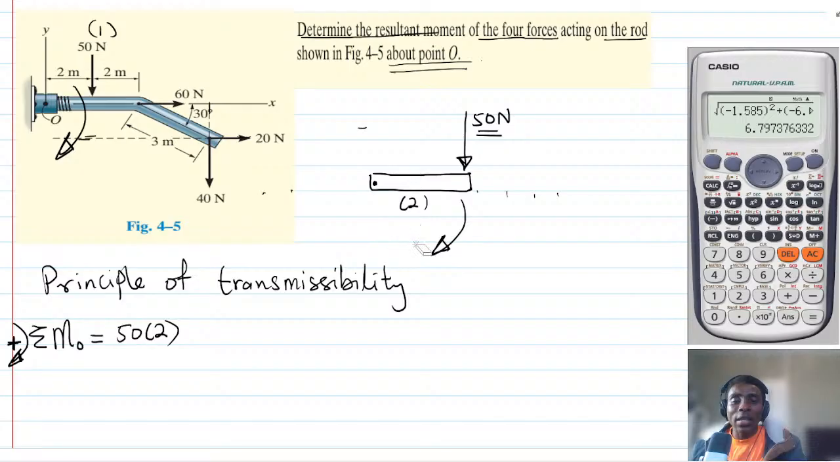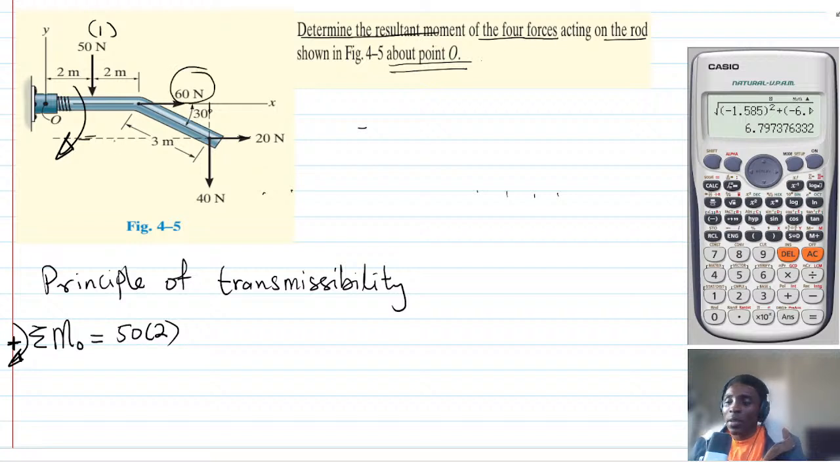Now let's look at the 60 Newton force which is here. You see this 60 Newton force here? If I ask you to find the moment of the 60 Newton force about point O, how will you be able to do this?